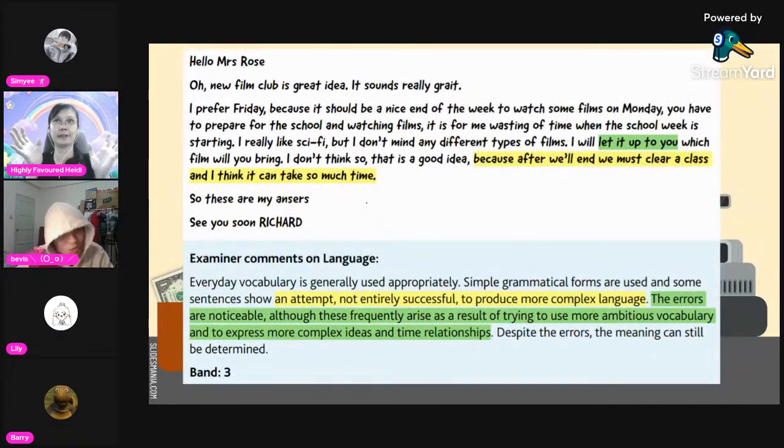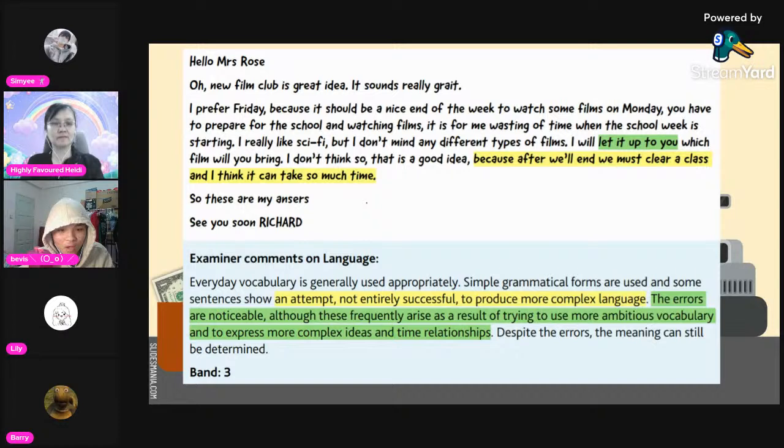Okay, let's have Bevis. Can you read the answer as well as the comment? Hello, Mrs. Rose. The new film club is a great idea. It sounds really great. I prefer Friday because it should be a nice end of the week to watch some films. On Monday, you have to prepare for the school and watching films is, for me, a waste of time when the school week is starting. I really like sci-fi, but I don't mind any different types of films. I will leave it up to you. Which film will you bring? I don't think that is a good idea because after we end, we must clear the class, and I think it can take so much time. So these are my answers.